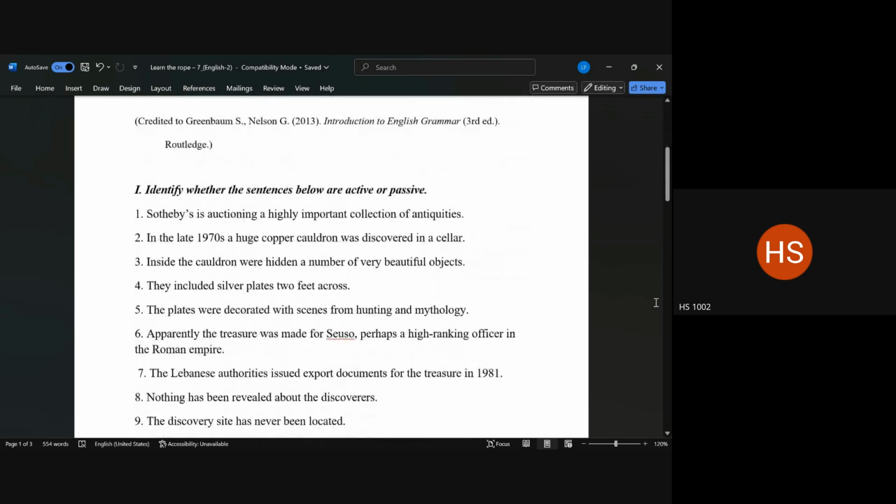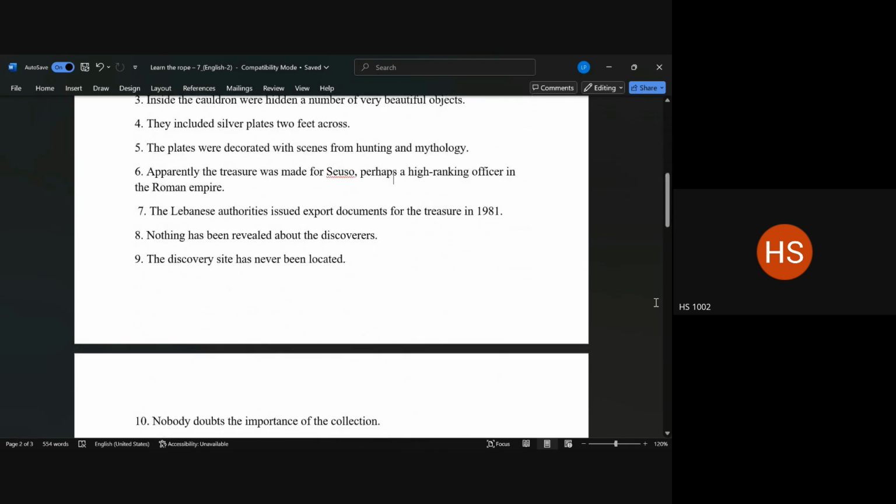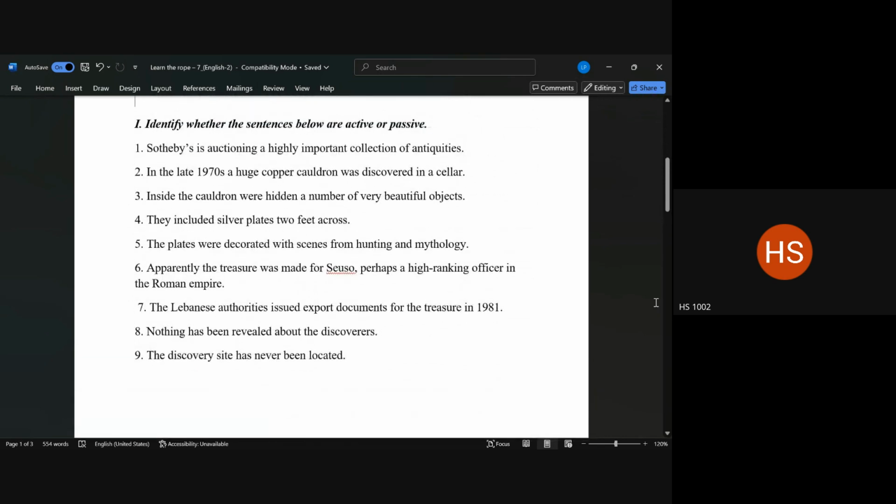We'll quickly look at the sentences here and see if you can identify the active and the passive in this. Okay. So first one, Sotheby's is auctioning a highly important collection of antiquities. Is this an active or passive form? Active. This is active because you look at the verb morphology here. Is auctioning. This is basically in present continuous, right? So there's no B plus V3 format. So this is an active sentence.